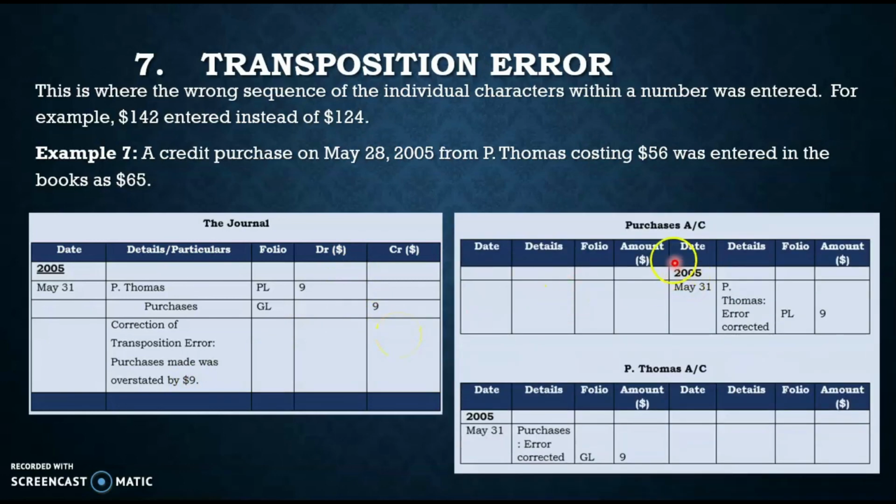And this would be our ledgers once we post to the ledgers. So purchases would definitely be credited with P. Thomas error corrected, PL $9, and P. Thomas would have been in the purchase ledger, and we debit it with purchase error corrected. Again, your journal is just a diary telling you what account will be debited, what account will be credited. So we say P. Thomas will be debited, and that's what we did. Purchases will be credited, and that's just what we did. So we know which accounts will be debited, which will be credited, and what the detail would be.